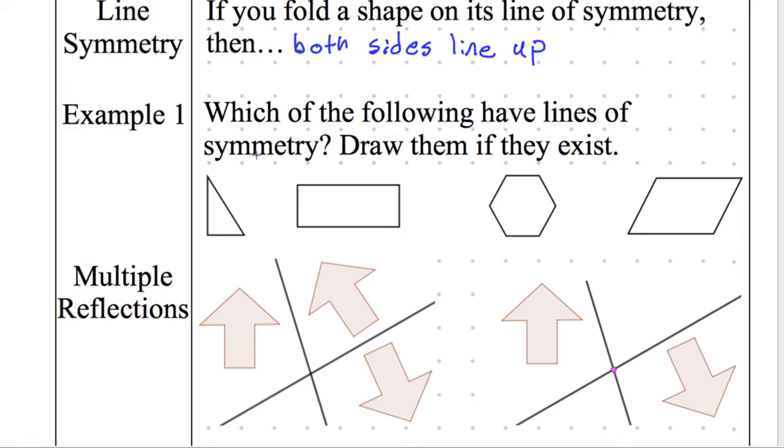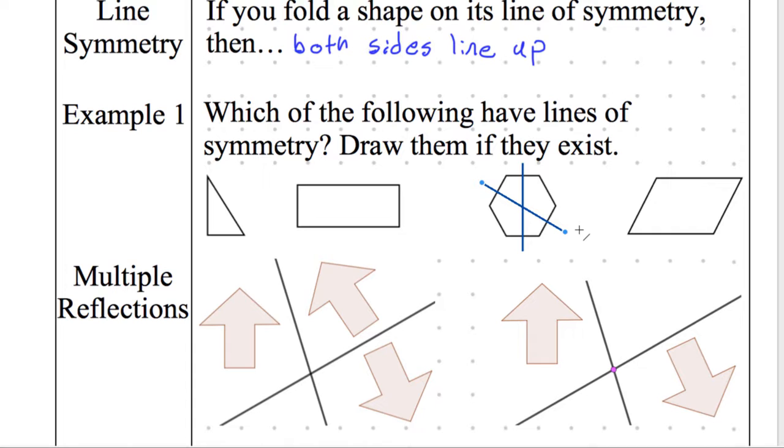Here's an example. I want to find all of the lines of symmetry in these 4 shapes. I'll give you the first one. I'm just going to choose a random one. Oh, look, there's a hexagon. If I decide to draw a line right here, boink, that's a line of symmetry because if I fold across that line, then both of the sides line up. Here's another one. Ready? Boink.